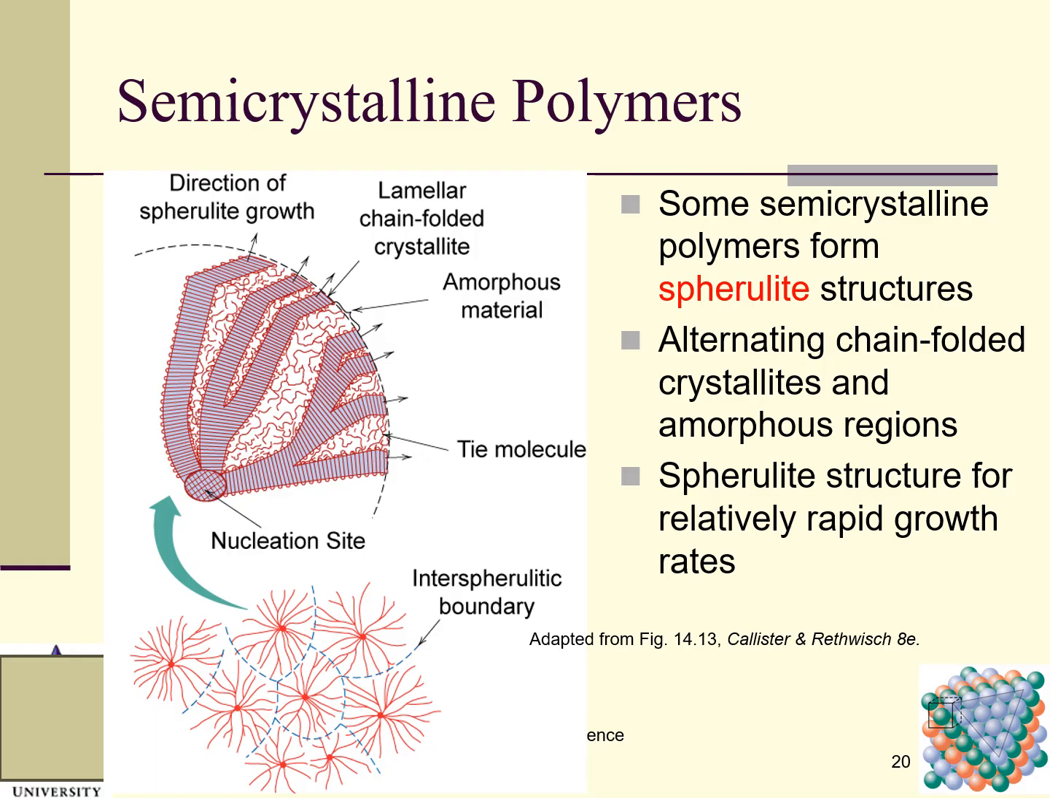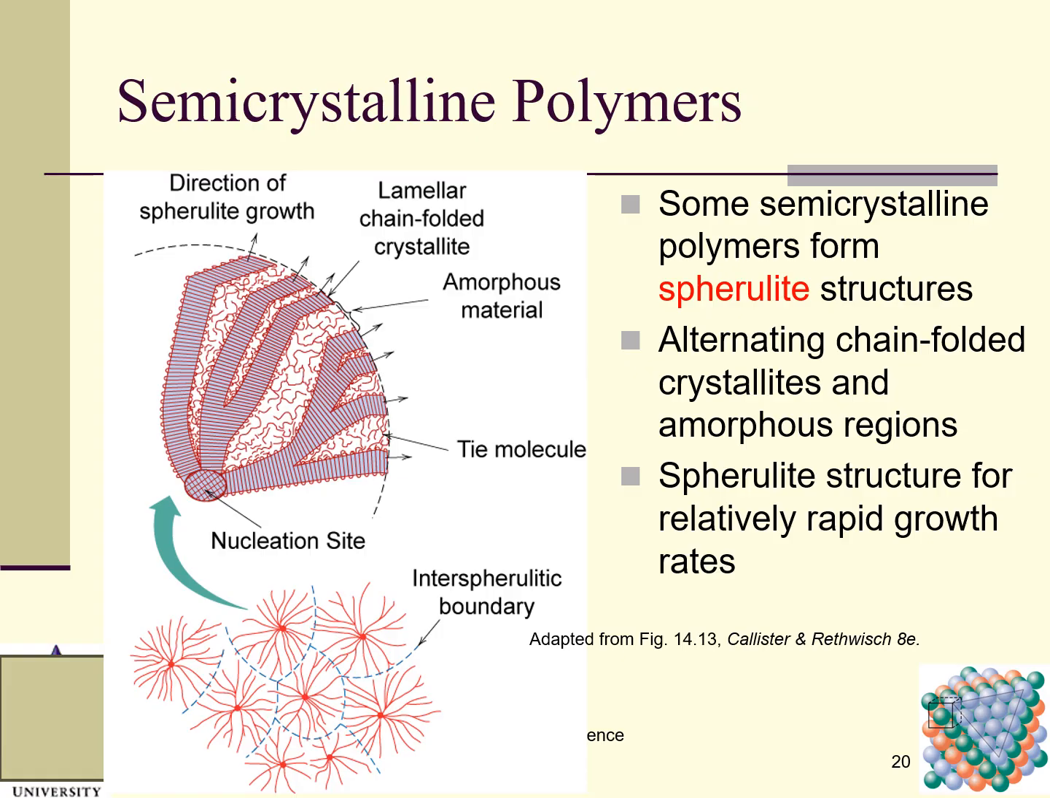This is another spherulite. You can see the alternating chain-folded crystalline and amorphous regions: crystalline, amorphous, crystalline, amorphous. All these together are forming a sphere. That's called a spherulite. Spherulite structures form at relatively rapid growth rates. Here is a nucleation site in the center. And this is the inter-spherulitic boundary.